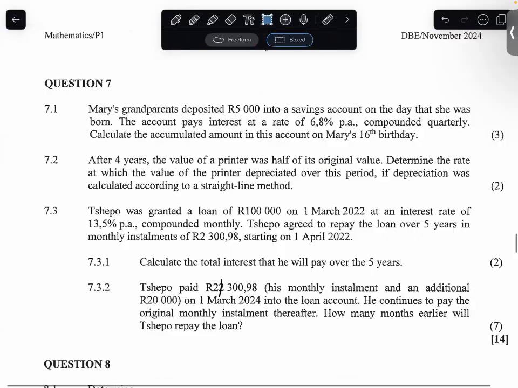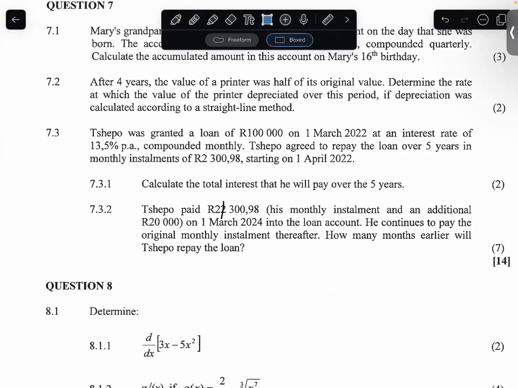Let's look at 7.3. 7.3 says, Tebo was granted a loan of 100,000 on the 1st of March 2022 at an interest rate of 13.5% per annum compounded monthly. Tsepo agreed to repay the loan over 5 years in monthly installments of 2,398 cents, starting on the 1st of April.